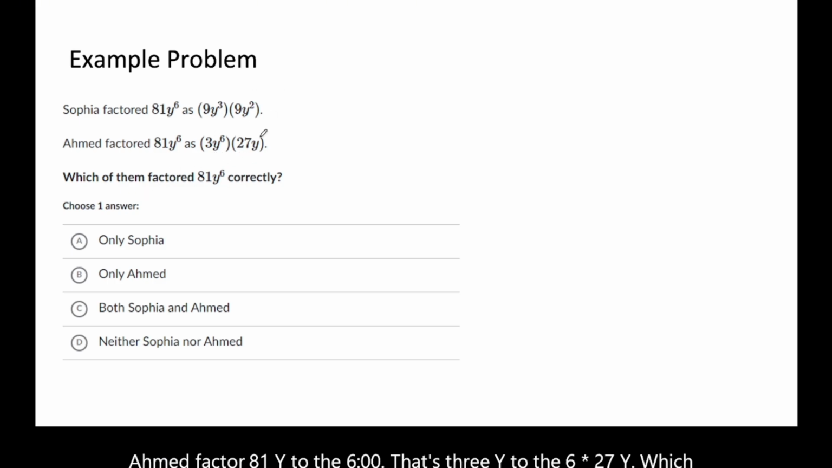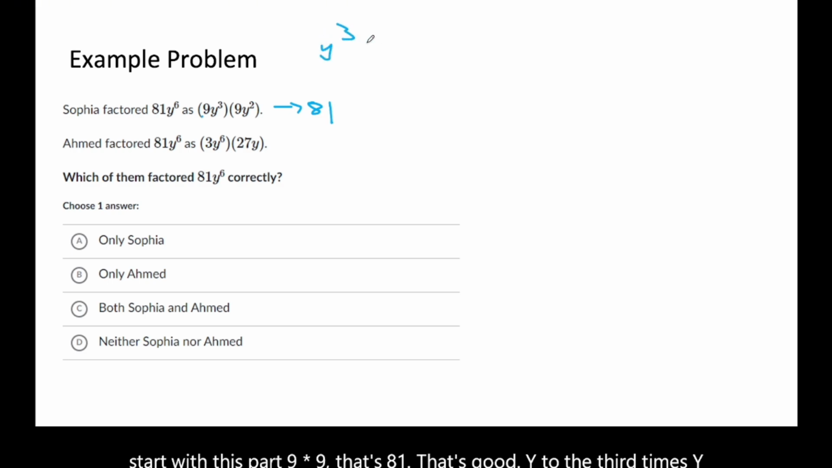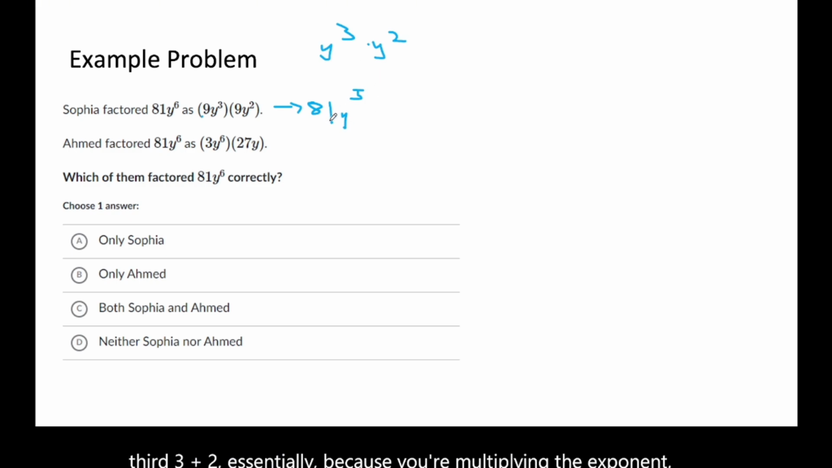So let's see here. Again, we're going to do the same thing as we did before. We're seeing here 9y cubed times 9y squared. So let's just start with this part. 9 times 9, that's 81. That's good. Y to the third times y squared now. Notice we're doing y to the third, it's 3 plus 2 essentially because you're multiplying the exponent. This is actually y to the fifth, because 3 plus 2 is 5. So this wouldn't really work out.